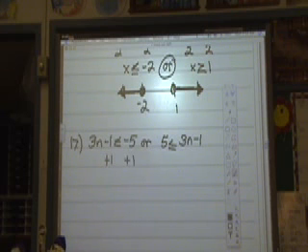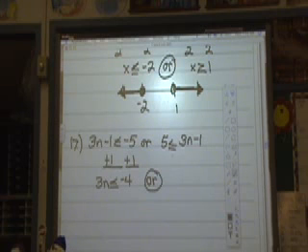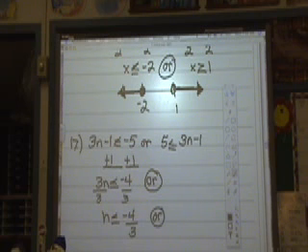Just gonna add 1 to both sides, and then it would be 3n is less than or equal to negative 4. Divide both sides by 3. No, oh, I'm sorry, you're on. I was going ahead of you. You're right, n is less than or equal to negative 4 over 3, or negative 1 1/3.